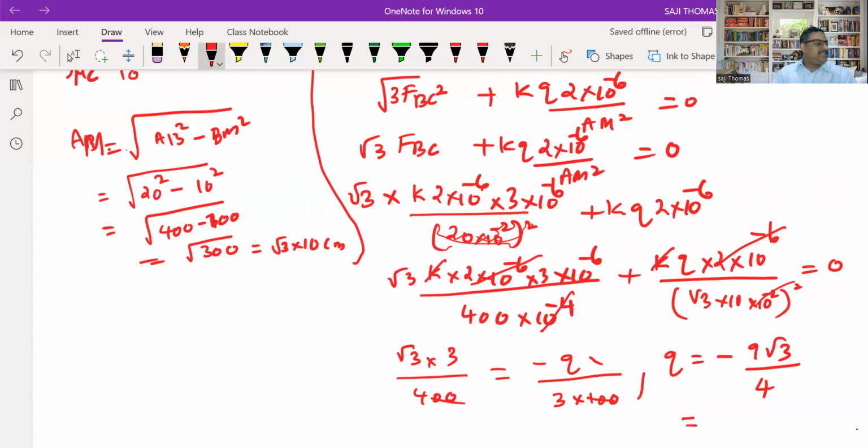If you simplify it, this into 10 raised to minus 6 will come. If you simplify, you will get 2.25 root 3 microcoulomb. So this is how to solve this question.